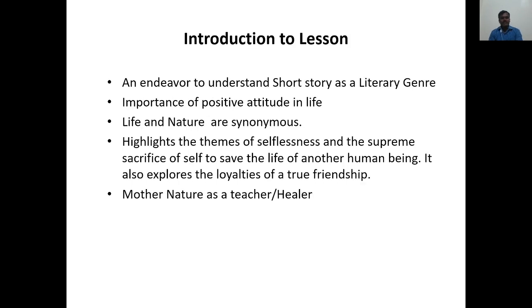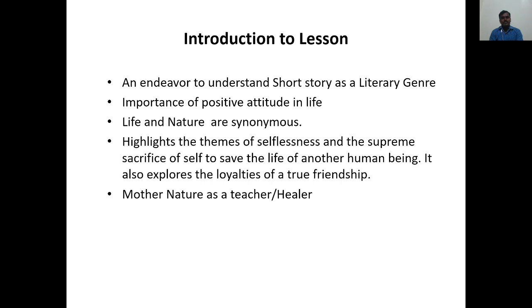Introduction to lesson. An endeavor to understand short story as a literary genre. So here we understand short story as a literary genre. I was talking, literary genre means genre is one of the forms of writing. It could be a poetry, or a poem, or a short story, a drama, or anything.